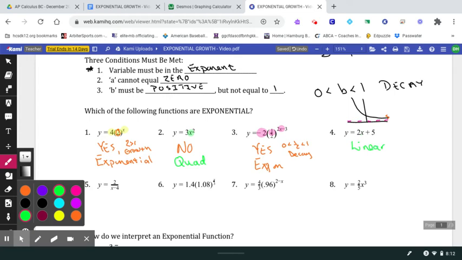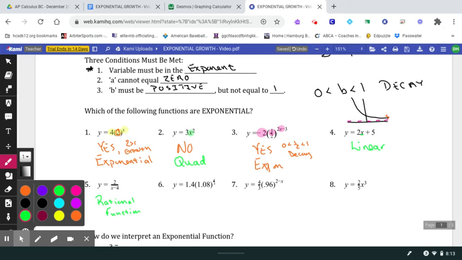Right out of the gate, check out where that variable is. It's not in the exponent, so we know it's not exponential, and it fits that y equals mx plus b format. Number 5 is not exponential either. This is an example of something we call a rational function. Pretty much anything that looks like a fraction where you have a polynomial on top and a polynomial on the bottom is going to be rational.